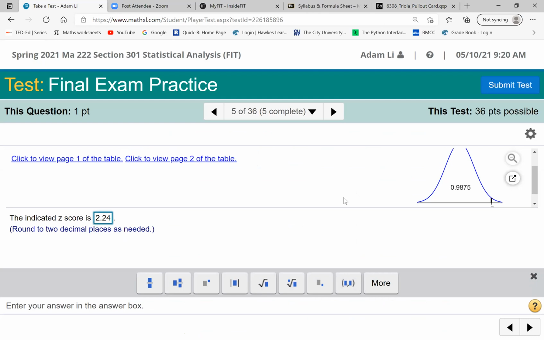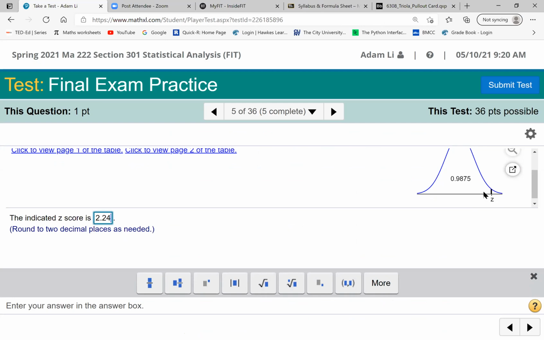So the corresponding z-score is 2.24, according to the table. Okay. All right, so it's going backwards. You're given the area, and you try to find out the corresponding z-score.